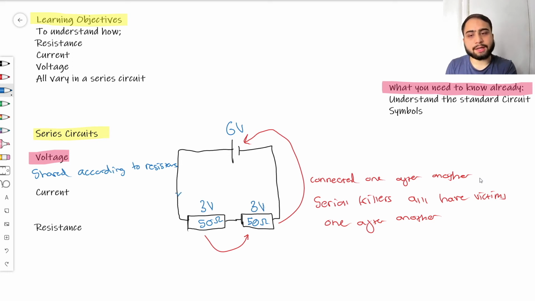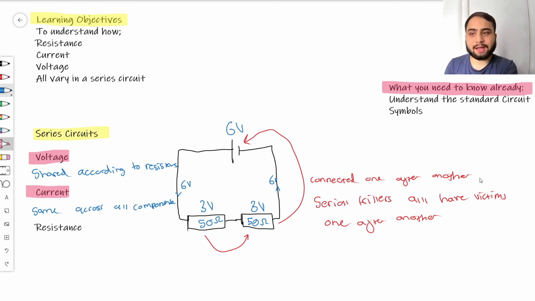Okay, so another way to make sure that that's right, if you have 6 volts going in, you must also have 6 volts coming out, right? So 3 plus 3, 6 volts. So voltage is shared according to resistance. Now what about current? Current, however, is the same across all components. This is the reason why we always connect our ammeter in series. If we want to know the current, that's the same across all the components, right? That's why we connect our ammeter in series.